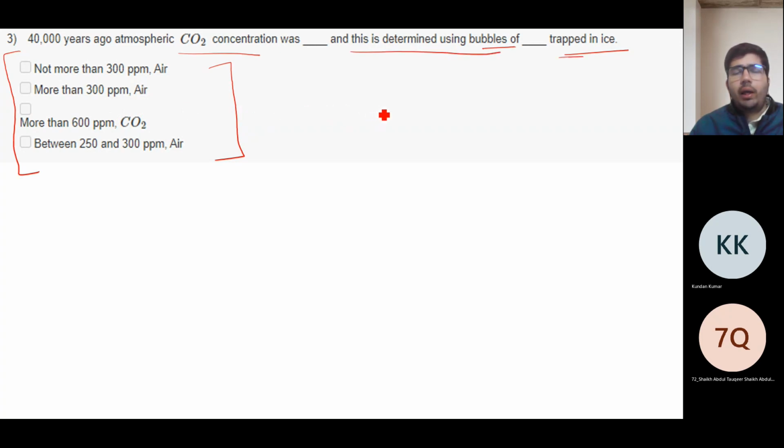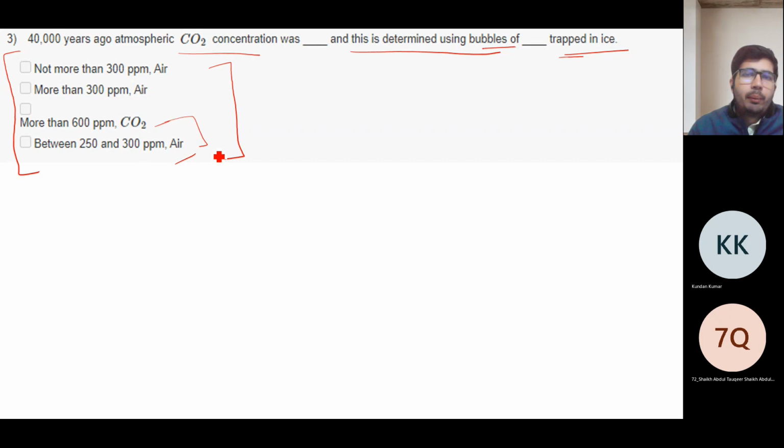I have told you that there are some scientific methods, because when ice formation is there, some bubbles are trapped in between the ice. So which bubbles? It's air or CO2. Only two options are there: air or CO2. Anyone want to answer?